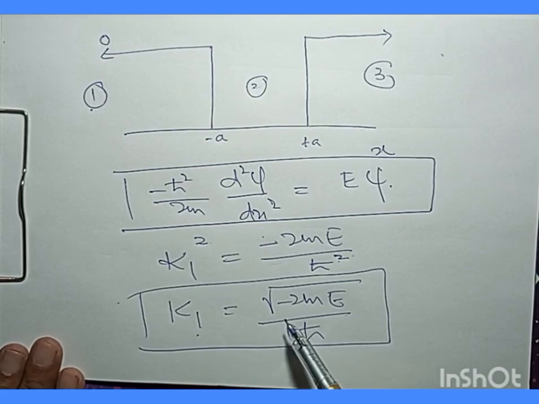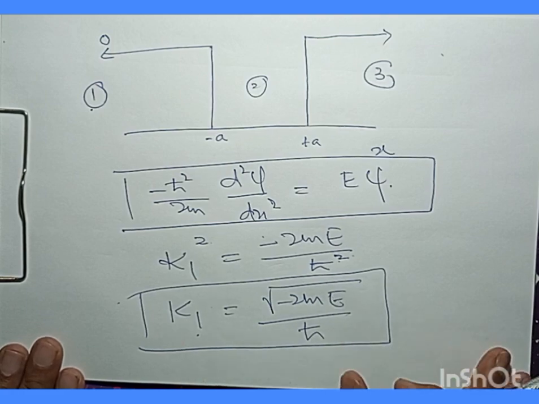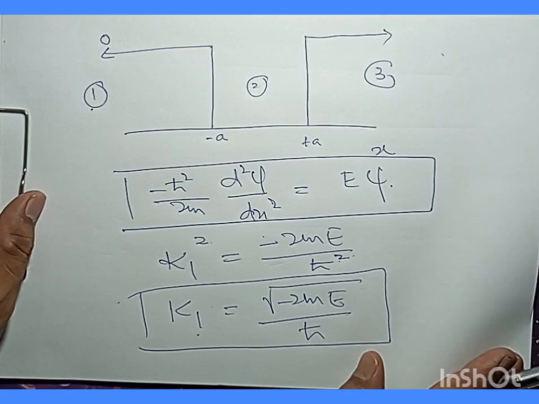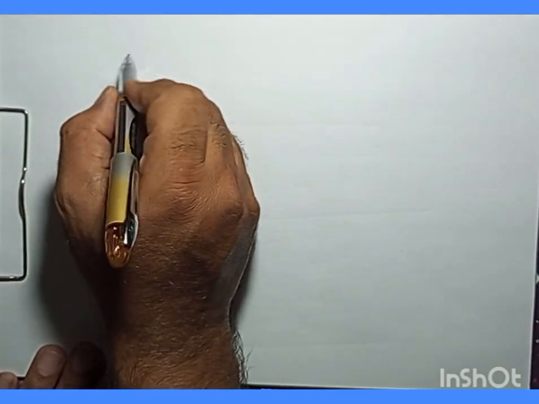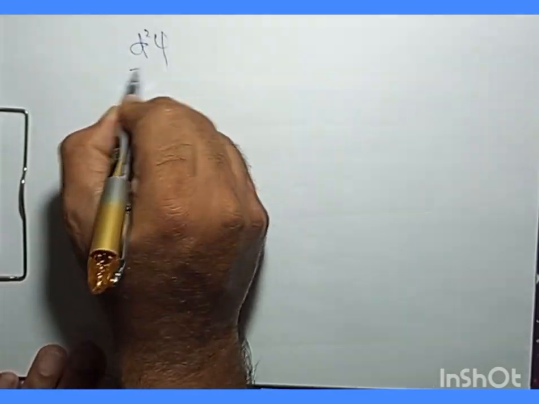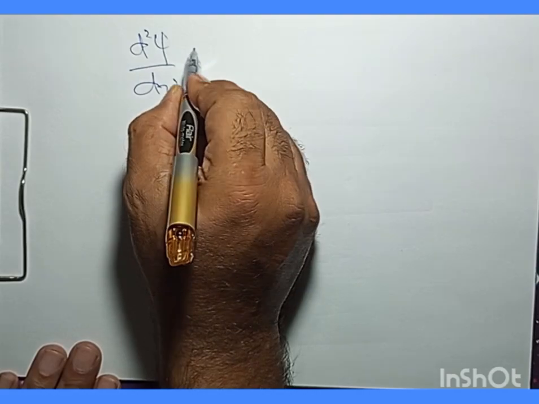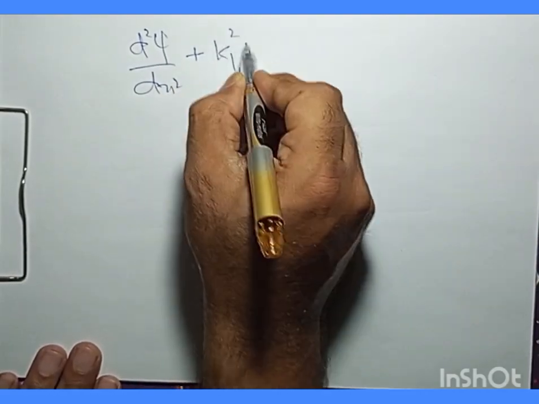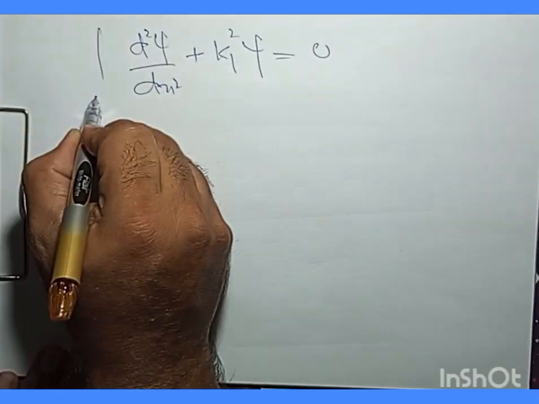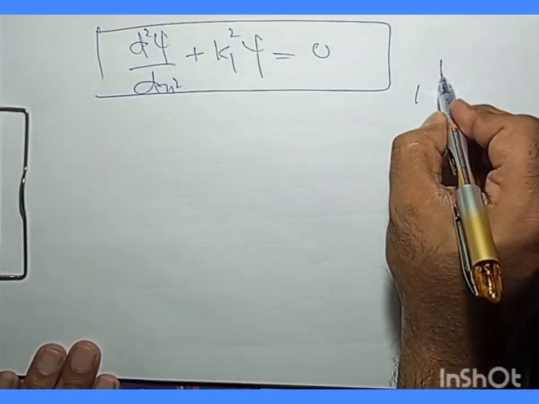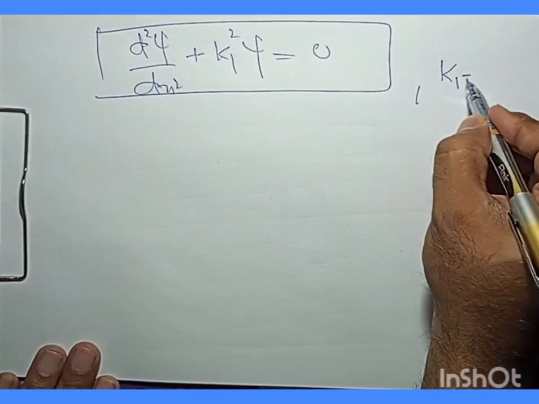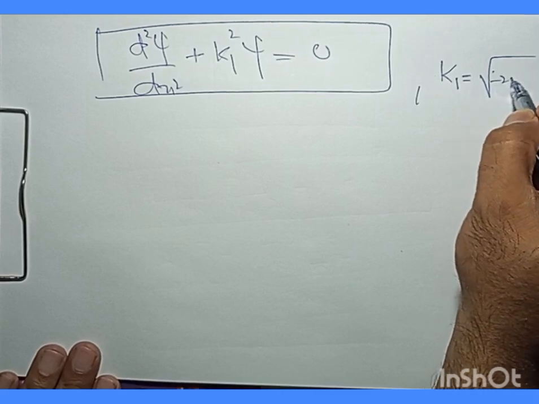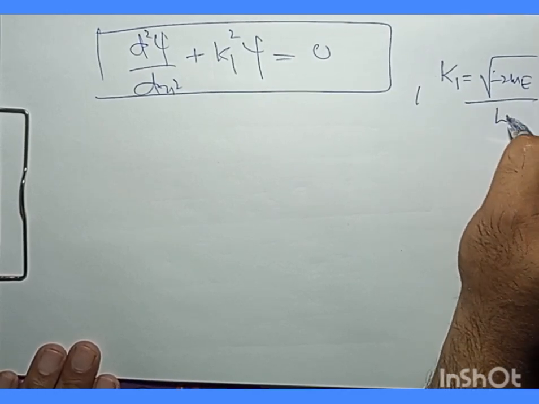So we have this K1, and if I write down the Schrodinger's equation again, what I have is d2 psi by dx2 plus K1 square psi equal to 0, where I have already written K1, which is the square root of minus 2mE by h cross square.